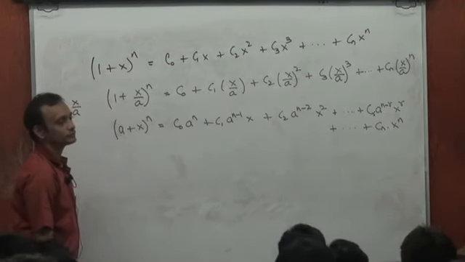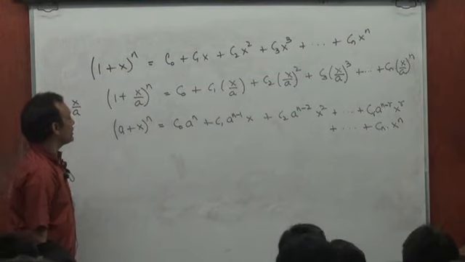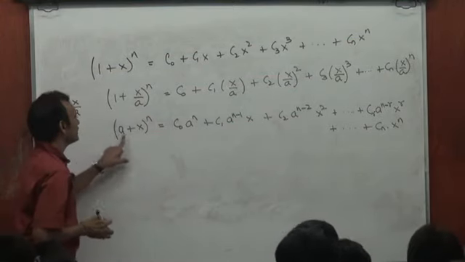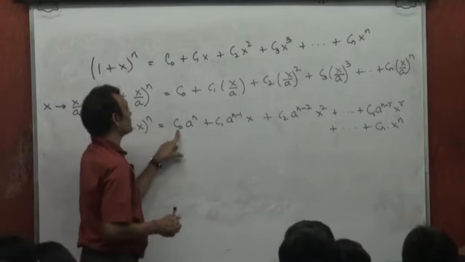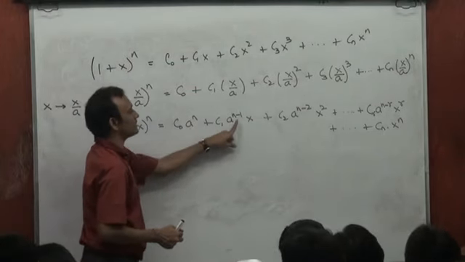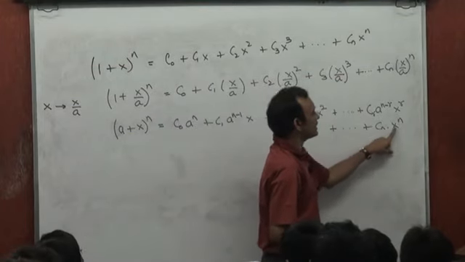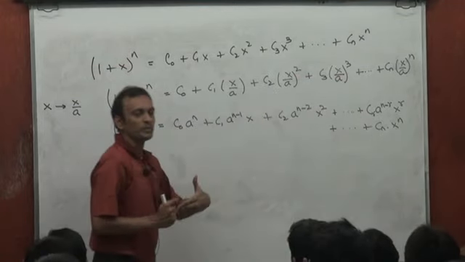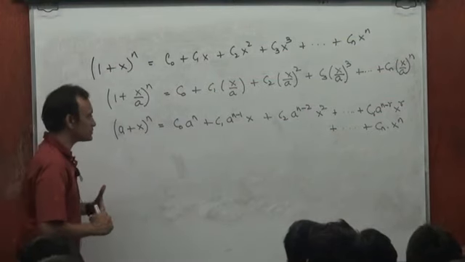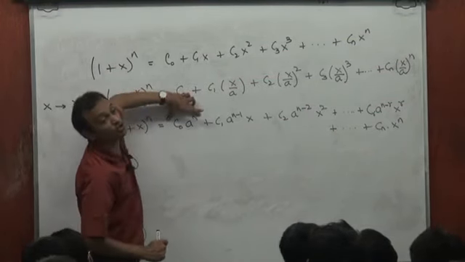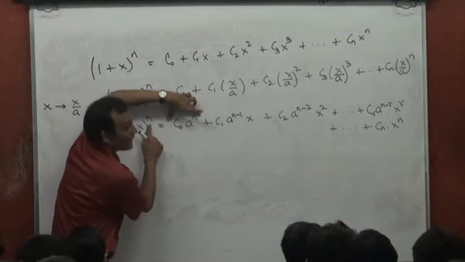Yes or no? This is the more generalized binomial theorem. So, (a+x)^n would be C0 a^n + C1 a^(n-1) x + C2 a^(n-2) x squared + ... + Cn x^n. So, the peculiarity of the terms here is that if you look at any term and add the powers of x and a, it will be n.